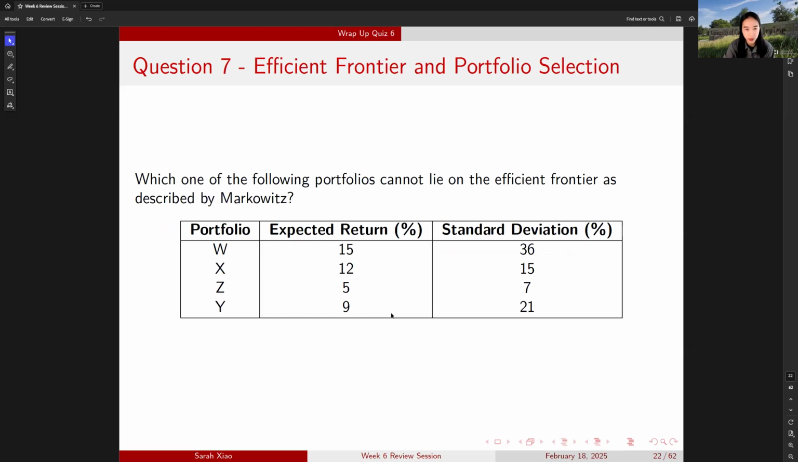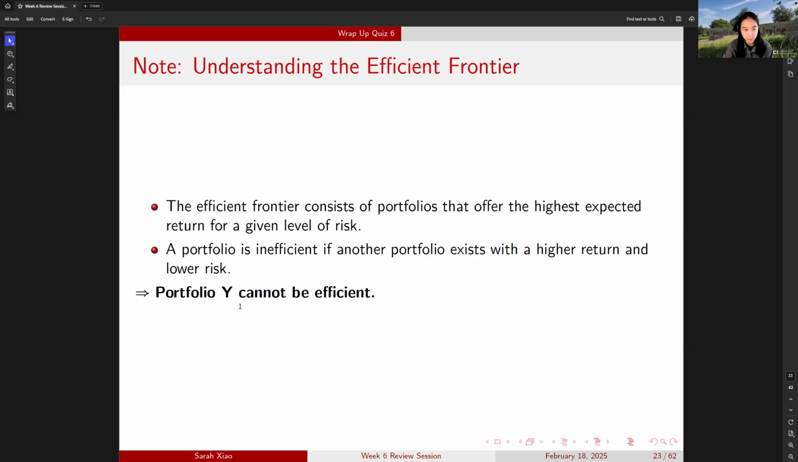And the next question is about efficient frontier and portfolio selection. The question is which one of the following portfolios cannot lie on the efficient frontier? So, firstly, as a reminder, what is the efficient frontier? It consists of portfolios that offer the highest expected return for a given level of risk. A portfolio is inefficient if another portfolio exists with a higher return and lower risk.